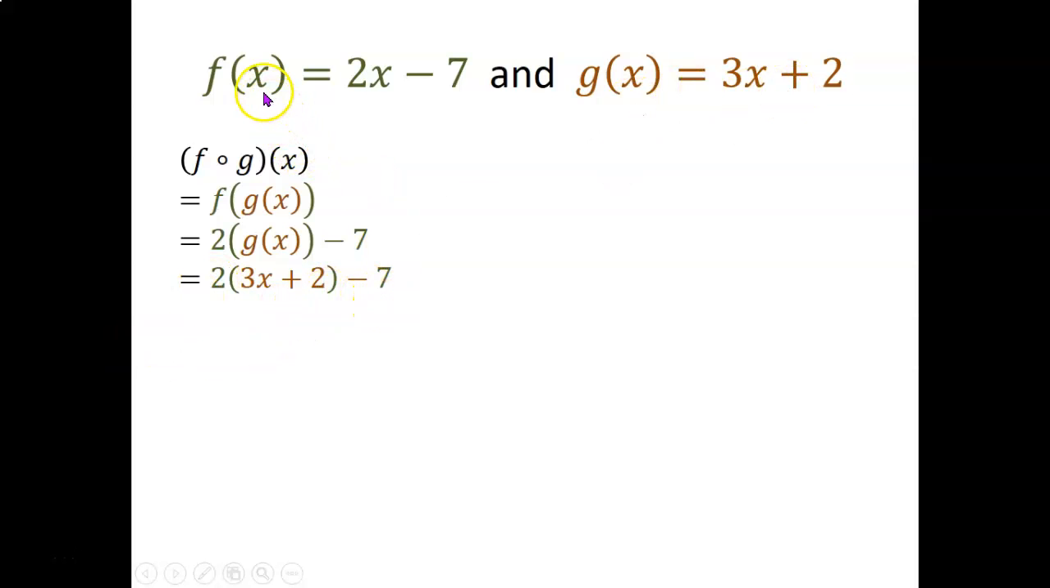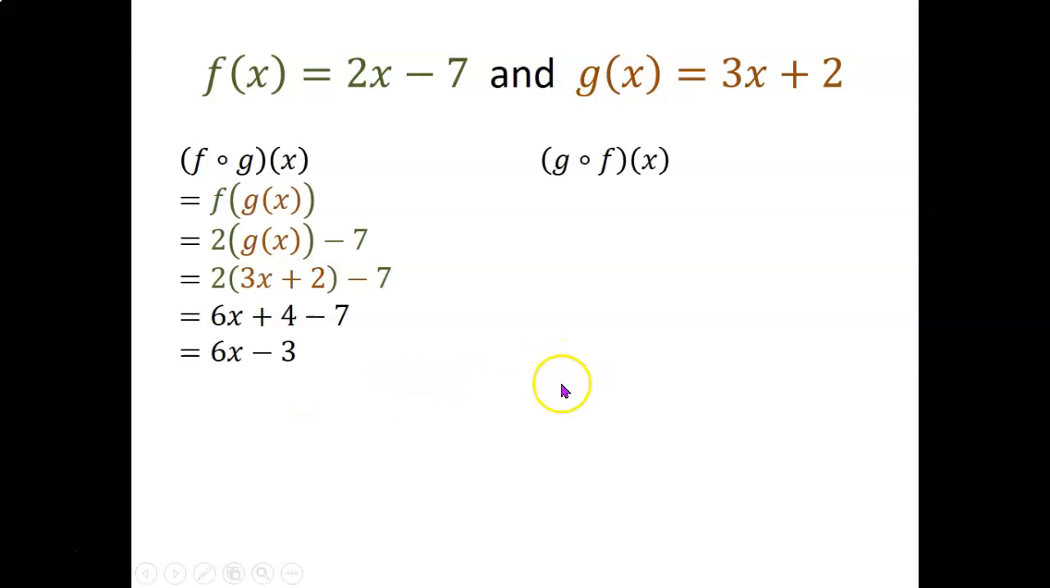So we're replacing the x in the formula for f of x with g of x, which is 3x plus 2. We're doing to 3x plus 2 what f says to do with whatever it gets in place of x. So 2 times 3x plus 2 minus 7 is 6x plus 4 minus 7, which is 6x minus 3.